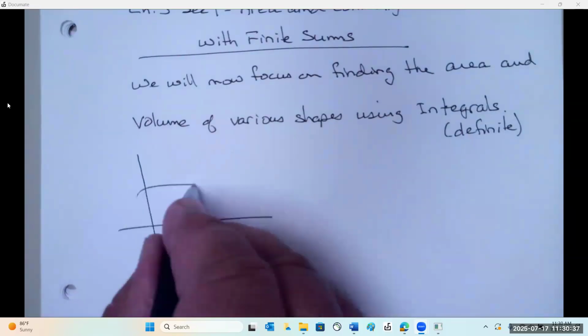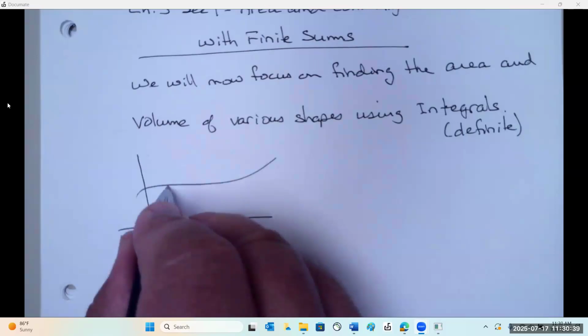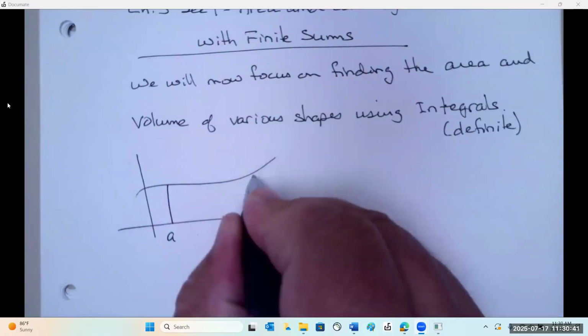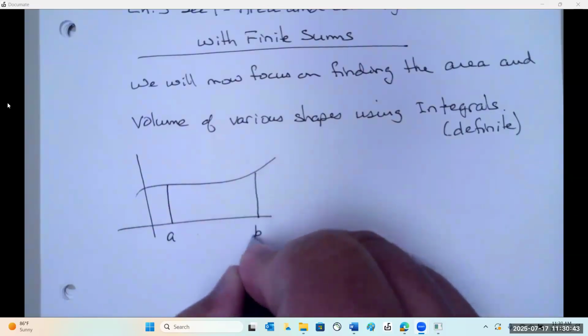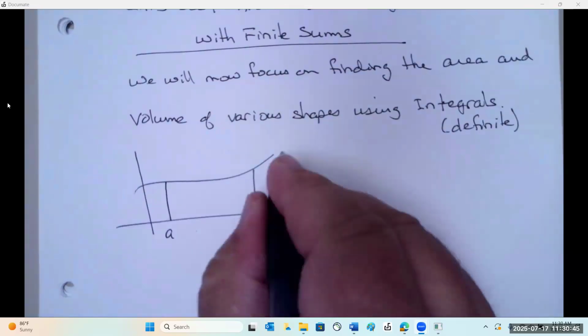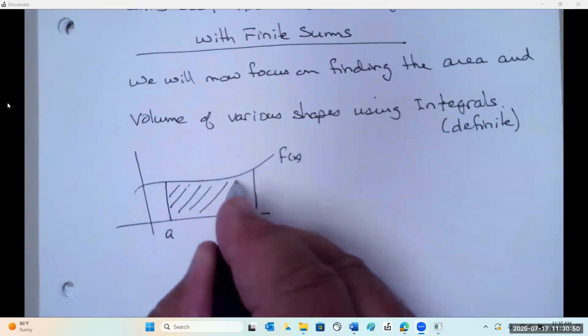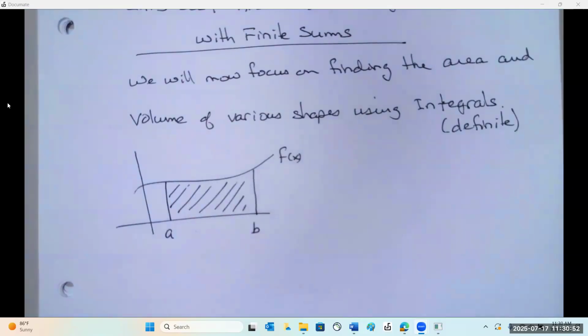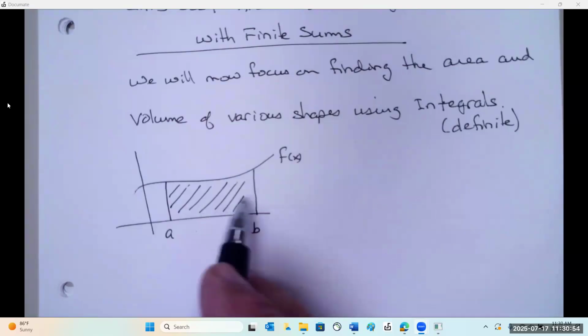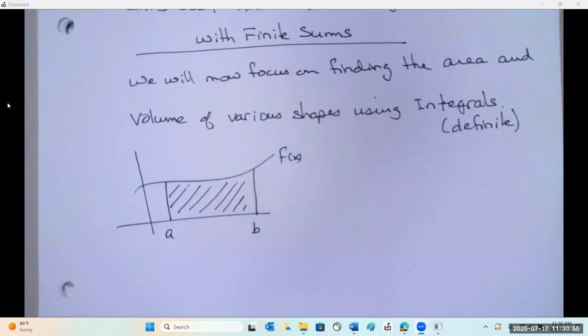Now we're going backwards. Given any function in a closed finite area, we're looking for the area under that curve between our bounds.